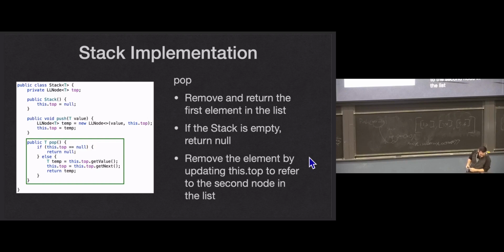Why exactly do we want to make new linked list nodes every time we push? Because we're using a linked list to represent our stack. So every time we add an element to a linked list, we need to create a new node for that element. That's how our linked lists work. That's our linked list structure.